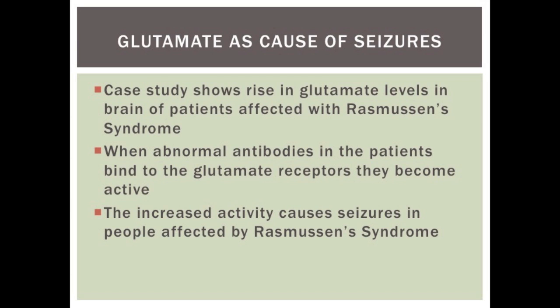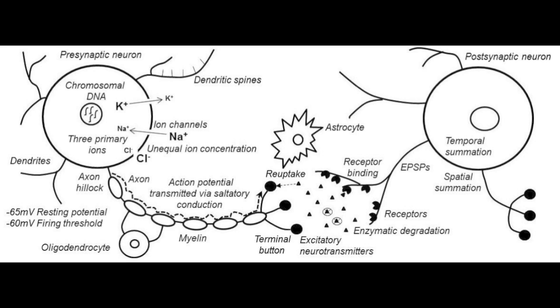These case studies show a rise in glutamate levels in the patients affected with Rasmussen syndrome. When abnormal antibodies in the patients bind to the glutamate receptors, they become active. This increased activity causes seizures in the people affected by Rasmussen syndrome. Looking back at the picture of normal neurotransmission, it is easy to see that an excess of this excitatory neurotransmitter would interfere with this and cause excess firing of action potentials and lead to the seizures in the people affected by Rasmussen syndrome.